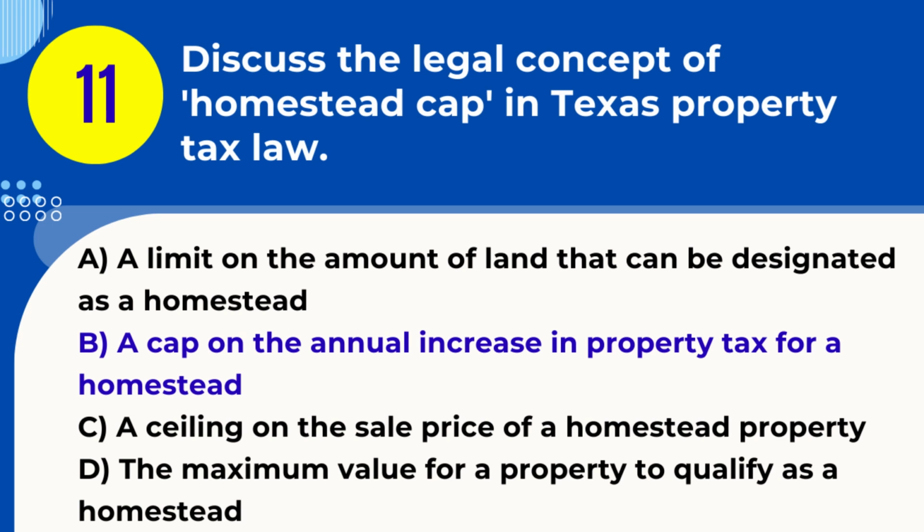Answer: B. A cap on the annual increase in property tax for a homestead. Explanation: the homestead cap in Texas property tax law limits the amount by which the appraised value of a homestead for property tax purposes can increase in a given year, typically capped at 10% per year. This provides some protection against large property tax increases for homeowners.